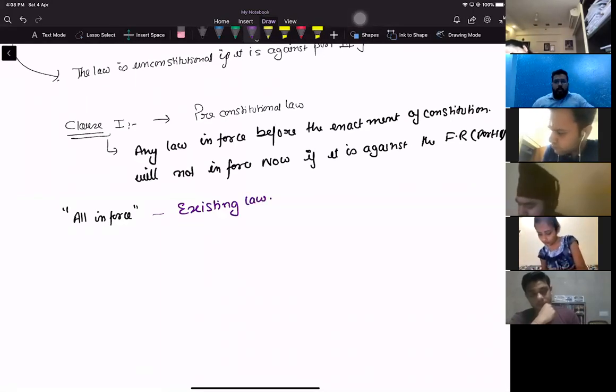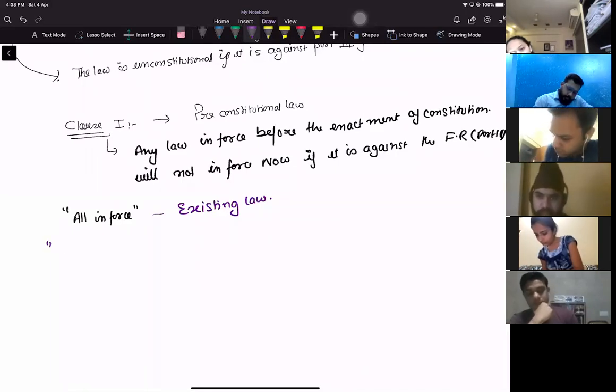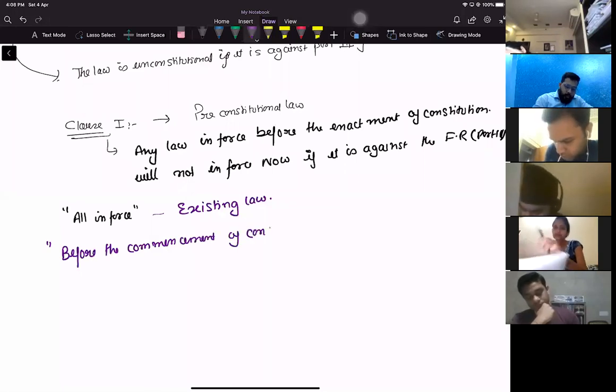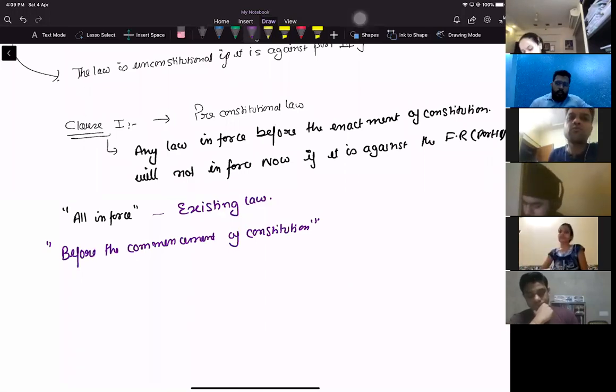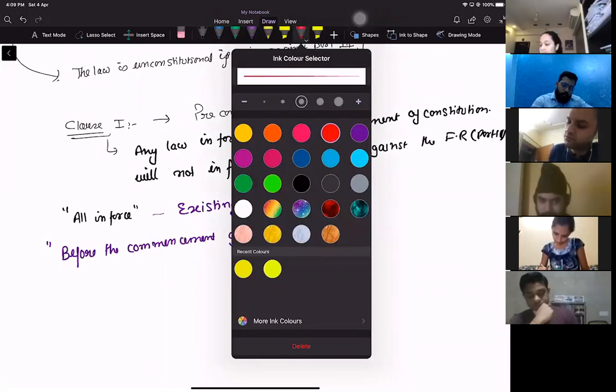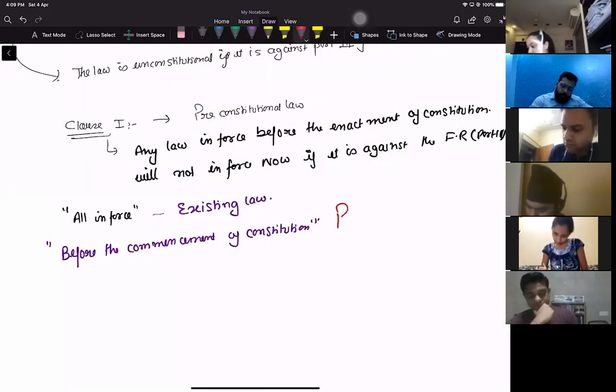They are talking about all laws in force in the territory of India before the commencement of the Constitution. When they say before the commencement of the Constitution, they mean to say the law which was already existing. They are talking about pre-constitutional laws. This is the situation of pre-constitutional law.